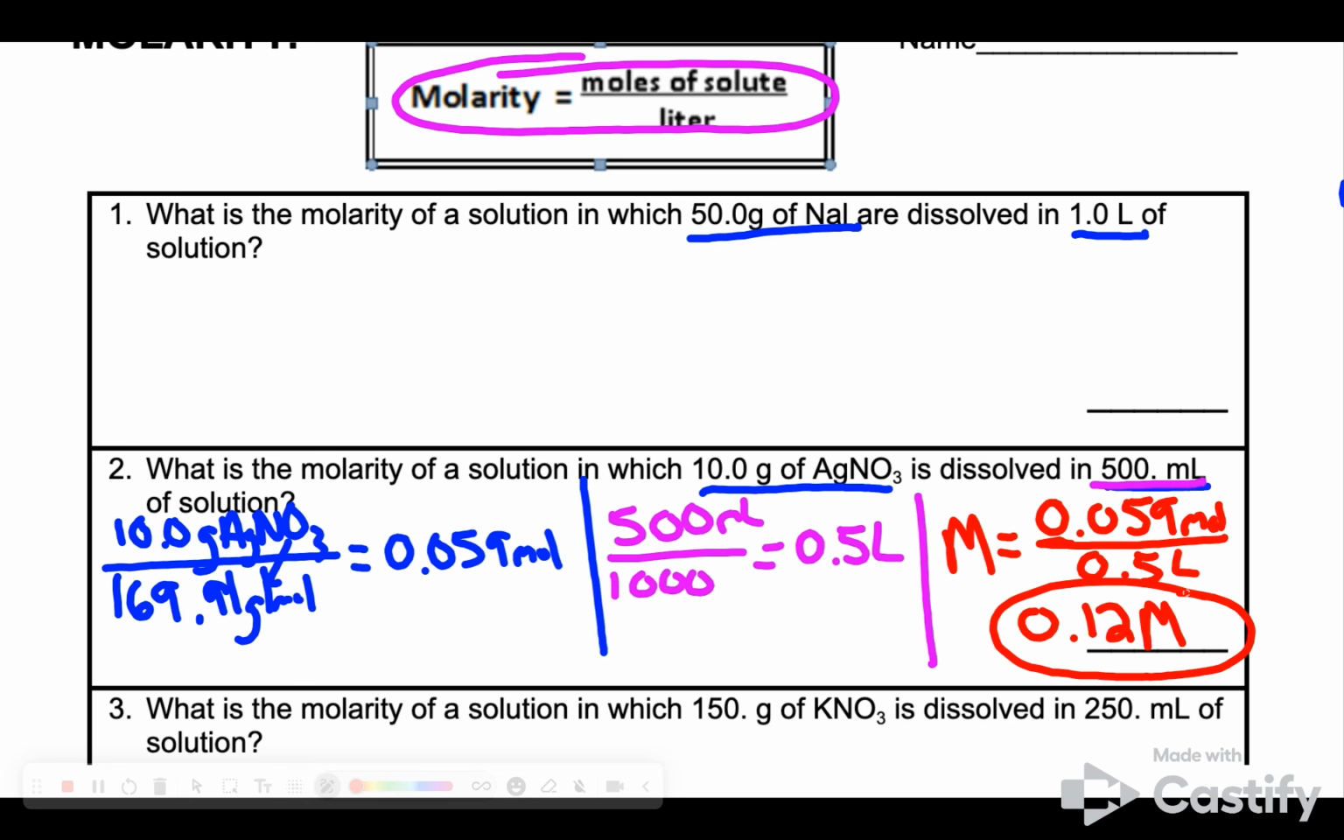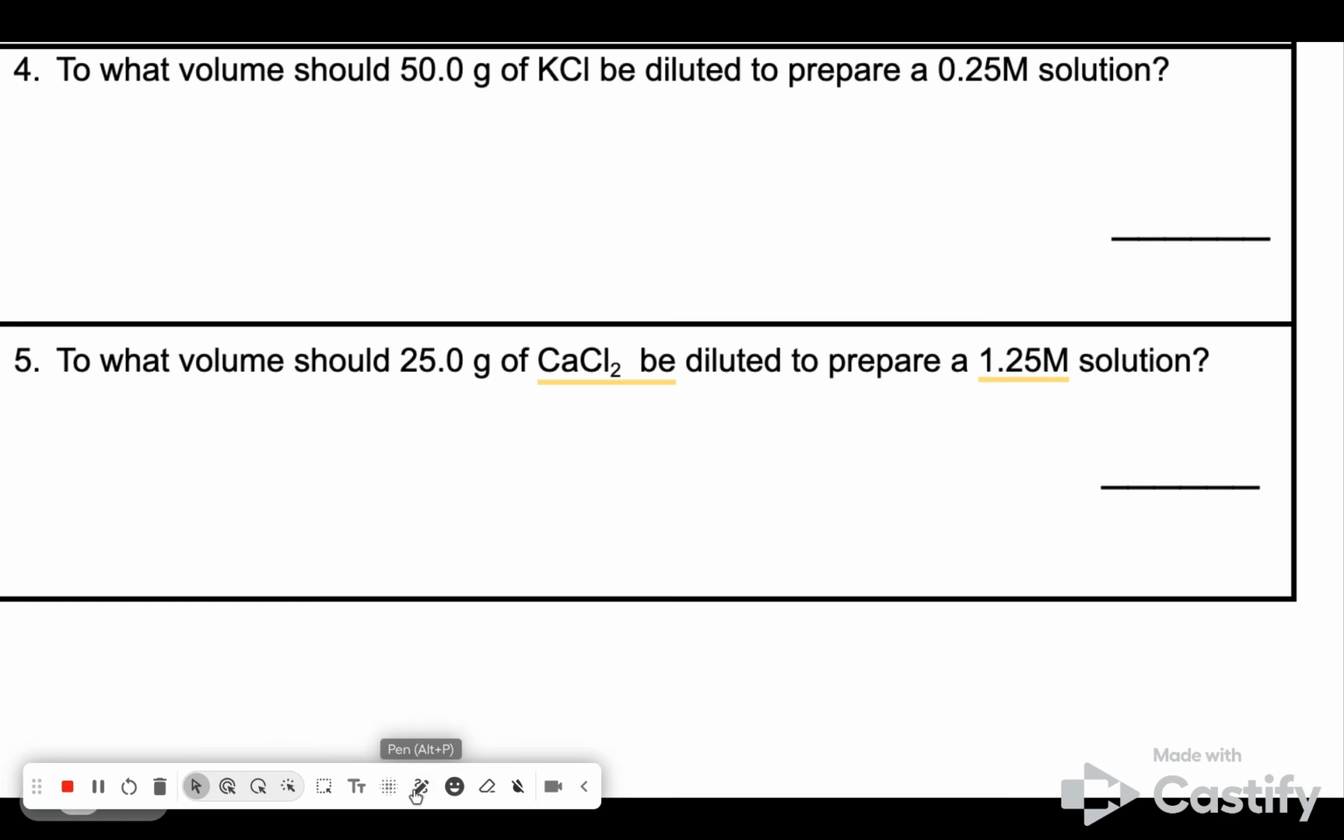So go ahead and try numbers 1 and 3 on your own. All right, so here we go. Hopefully you had success with those. I'll be checking them next class.